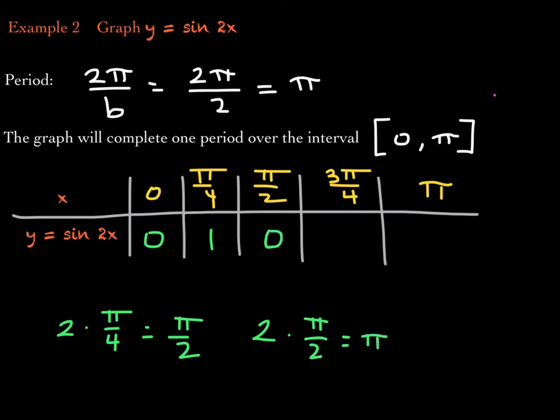3 pi over 4 is next. And I have to multiply that by 2, right? Of course, every input multiplied by 2. You would get 3 pi over 2. And sine of 3 pi over 2 is negative 1. This one we could probably do in our head. When we plug in pi, we have to multiply by 2, right? So 2 times pi is 2 pi. And sine of 2 pi is just 0.